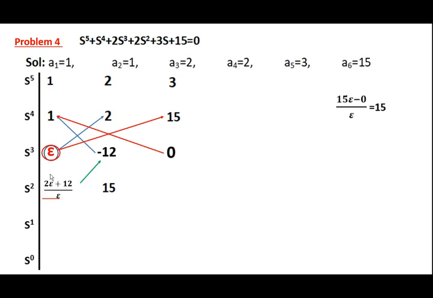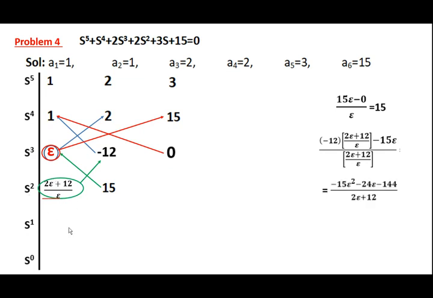To find out the next element, multiply this complex term into minus 12 minus 15 into epsilon, divided by the same term. So that gives this complex term, that is (2 epsilon plus 12 divided by epsilon) into minus 12 minus 15 epsilon, divided by the first term of the s^2 row. After simplification, you will get minus 15 epsilon square minus 24 epsilon minus 144, divided by 2 epsilon plus 12. So write this expression in the s^1 row.